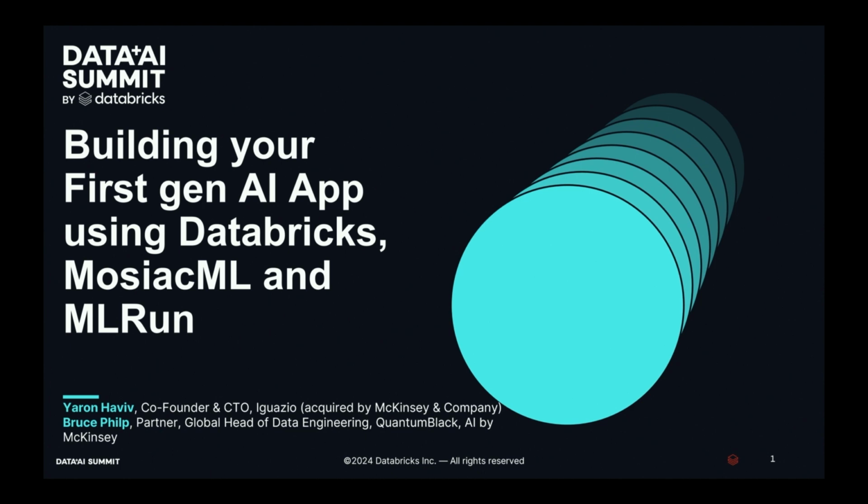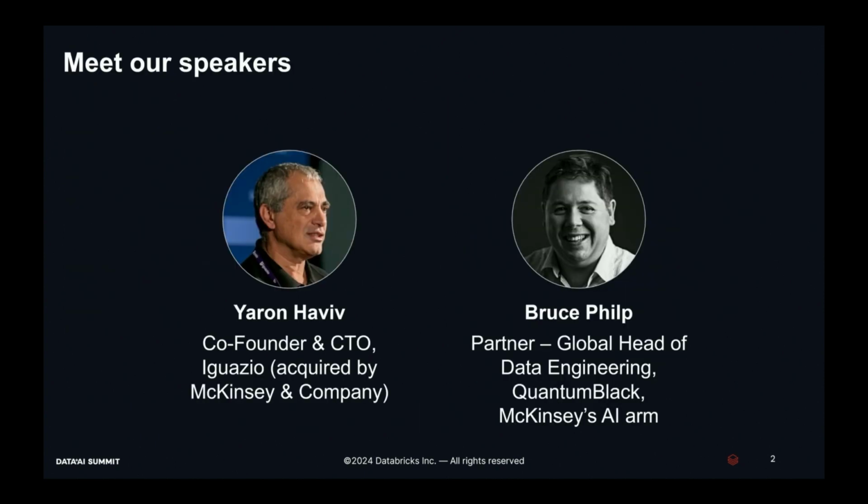We're going to talk today about GenAI applications, how to build production GenAI applications using several tools: Databricks, MosaicML, and MLRun, which is open source software from McKinsey, and Iguazio, purchased by McKinsey. We're the two speakers. I'll start.